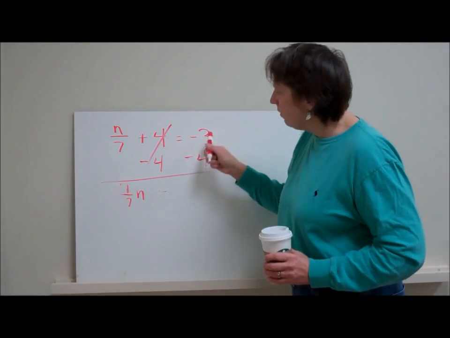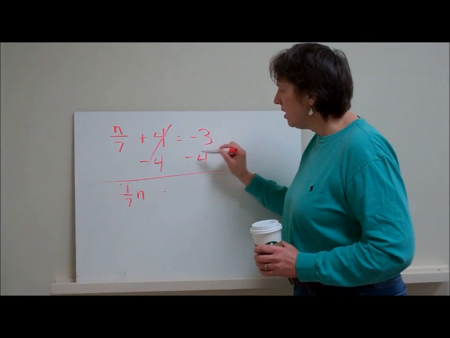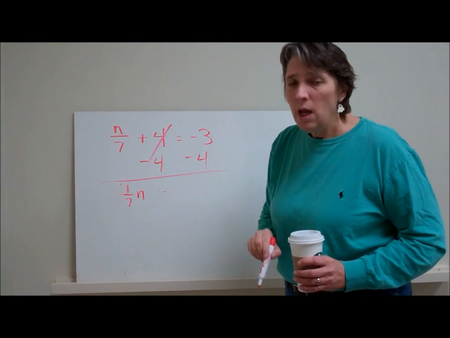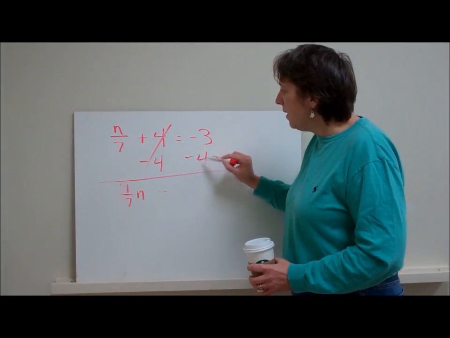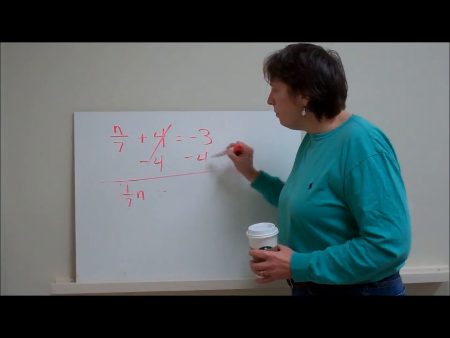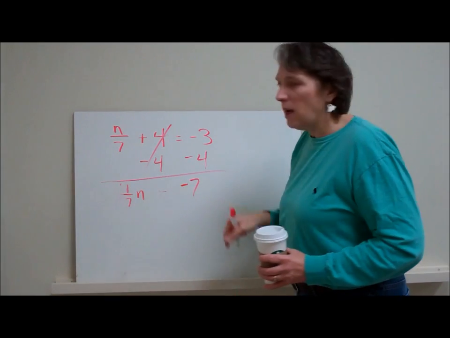Now here, very careful, very dangerous. This is what students do. They go -3 minus a -4. That's not what it says. Because when you do that, you make it a plus. That's not what it says. It says -3 minus 4. -3 minus 4, which is -7. You don't add any signs.